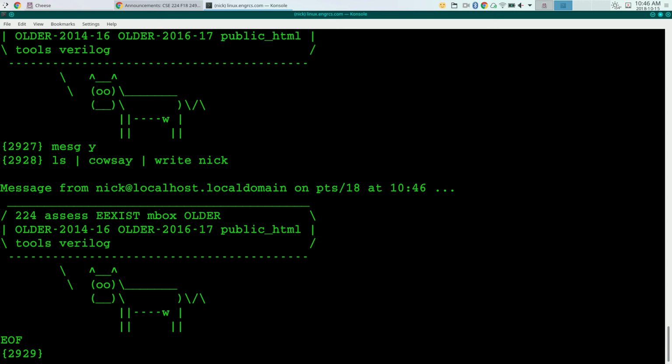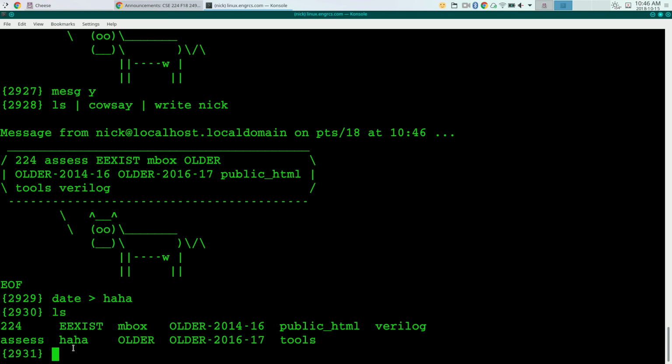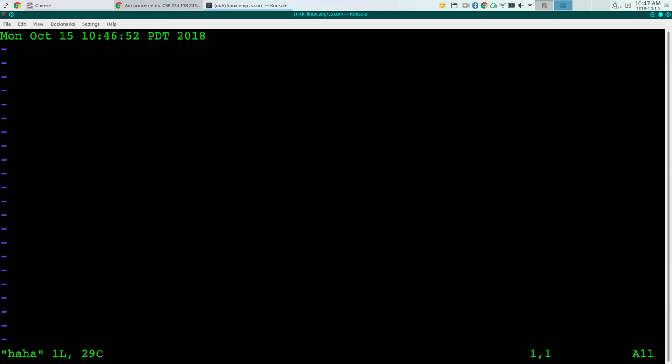The other thing is we can take standard out, and instead of displaying it on our display, and instead of piping it to the input of another command, we can put it into a file. Okay, and the way we do that is with a greater than sign. So if I say date greater than haha, I don't see the date on my screen anymore, right? But in my current directory, I see something called haha, and if I were to look at that, I'll just go into vi. It's got whatever the date was when I ran that date command.